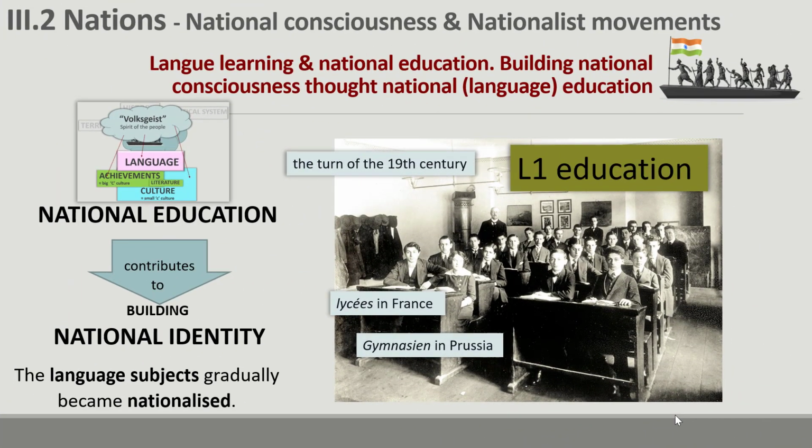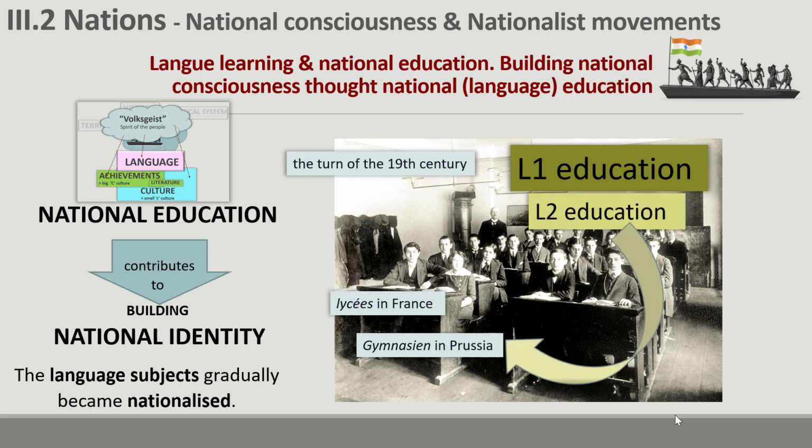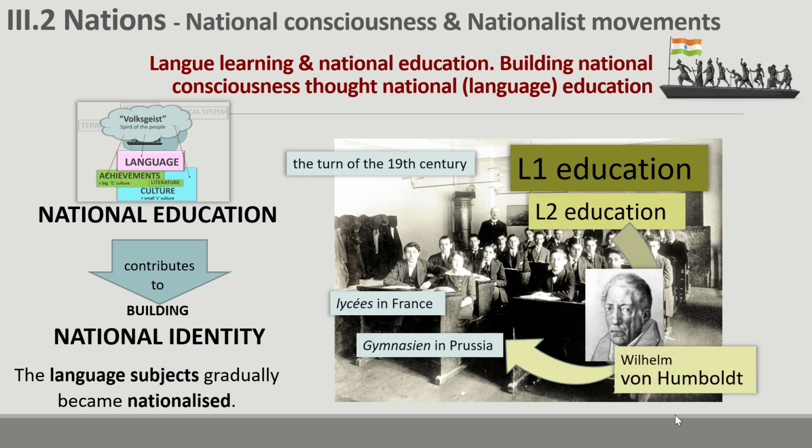However, learning modern foreign languages was quickly integrated into national education curricula too. The integration of modern languages in the national educational system happened earlier in the German-speaking world than in other European countries. Thanks to the guidelines set out by Wilhelm von Humboldt, modern language learning was embedded in the neo-humanist curriculum of the Gymnasien in Prussia at the dawn of the 19th century.